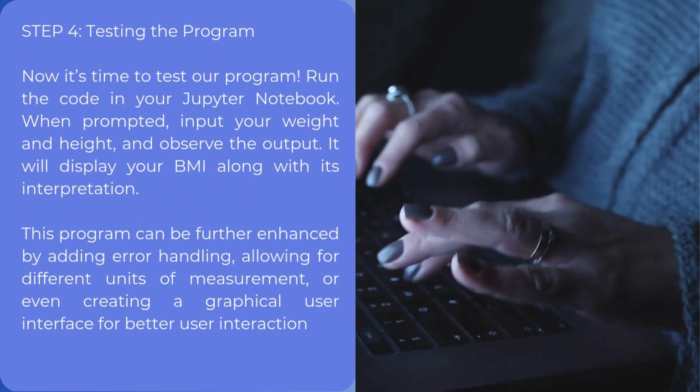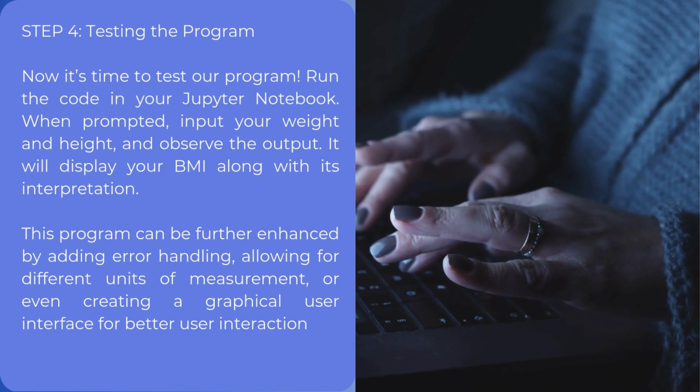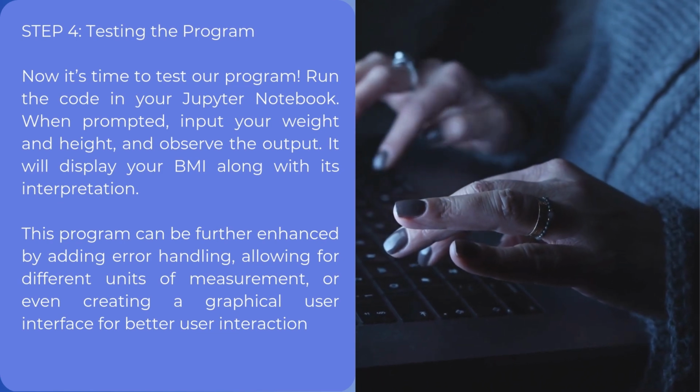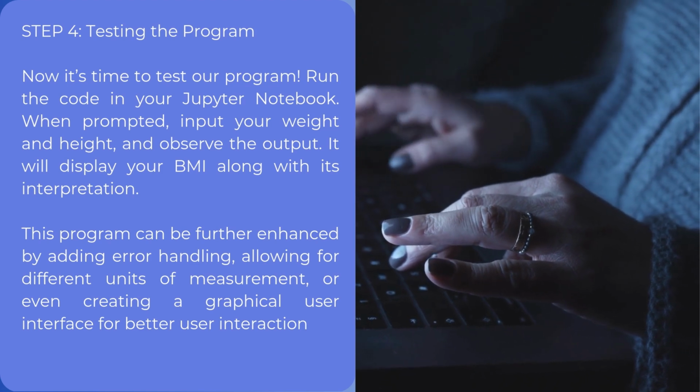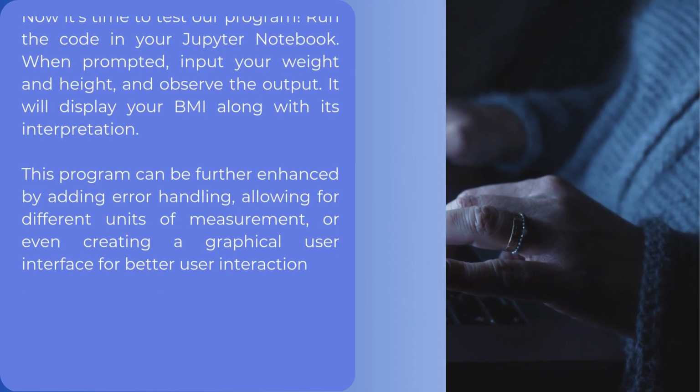Step 4. Testing the program. Now it's time to test our program. Run the code in your Jupyter Notebook. When prompted, input your weight and height and observe the output. It will display your BMI along with its interpretation.